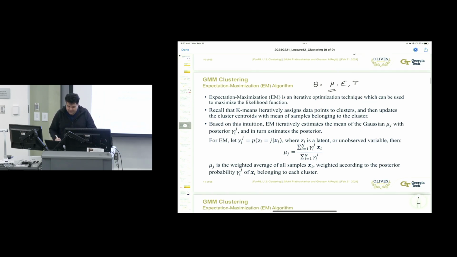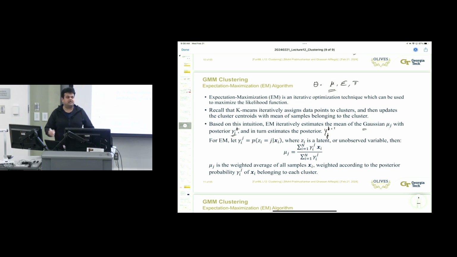So in this case, we iteratively estimate the mean of the Gaussian mu and the posterior gamma, and in turn estimate the posterior. So this is estimate the posterior. I think this should be gamma j. This is j. I think this should be t plus 1. So this should be t here, and this is t plus 1.